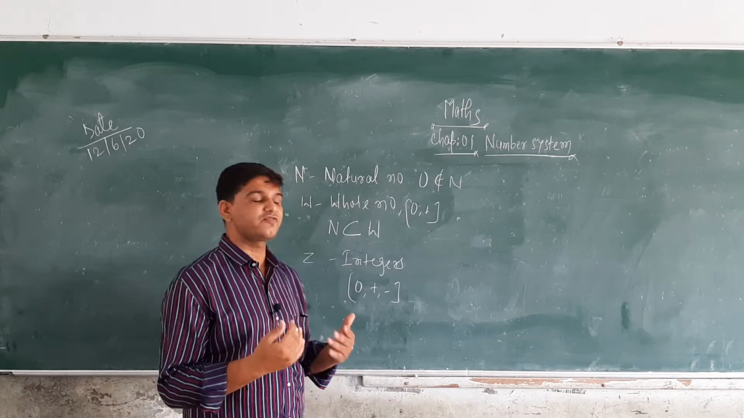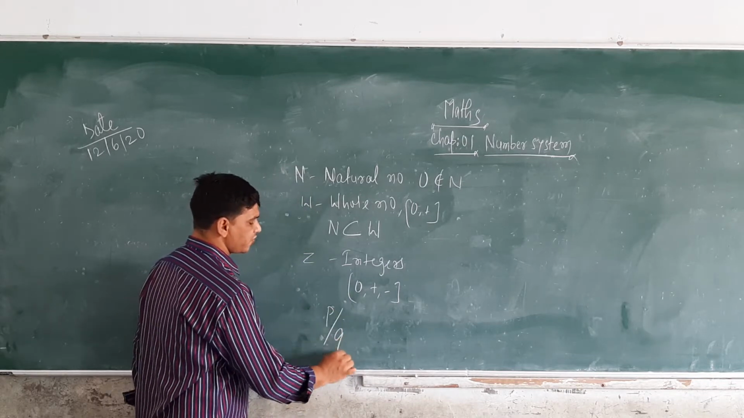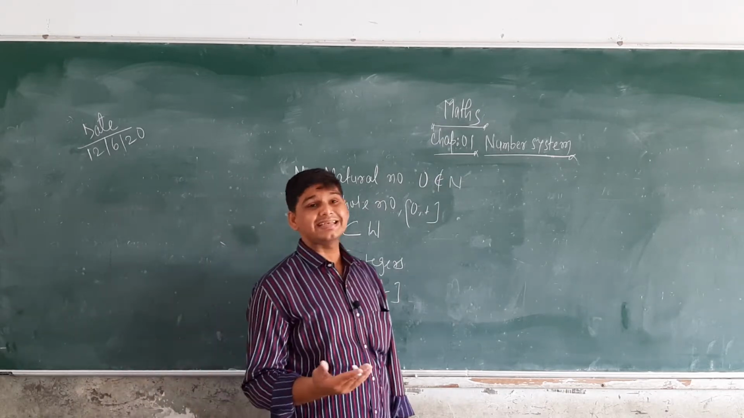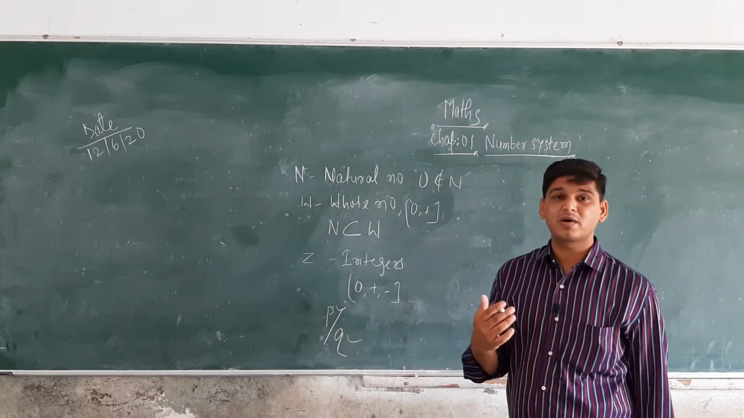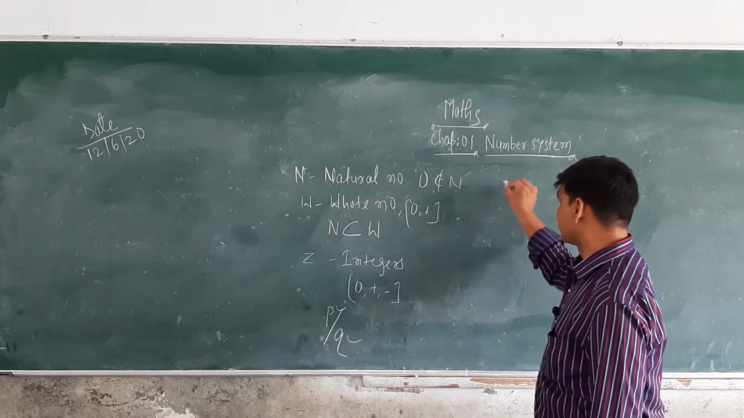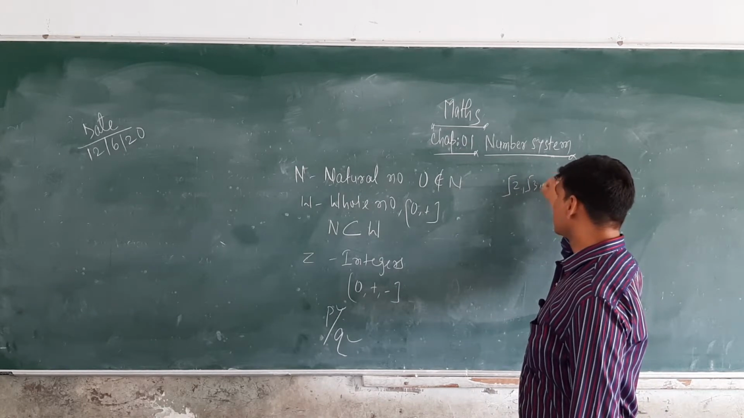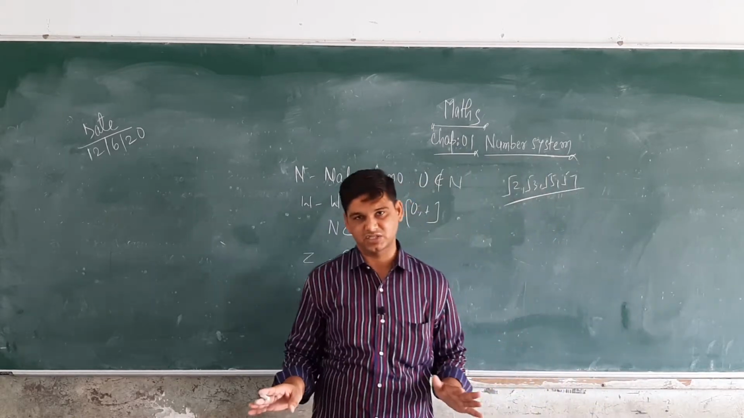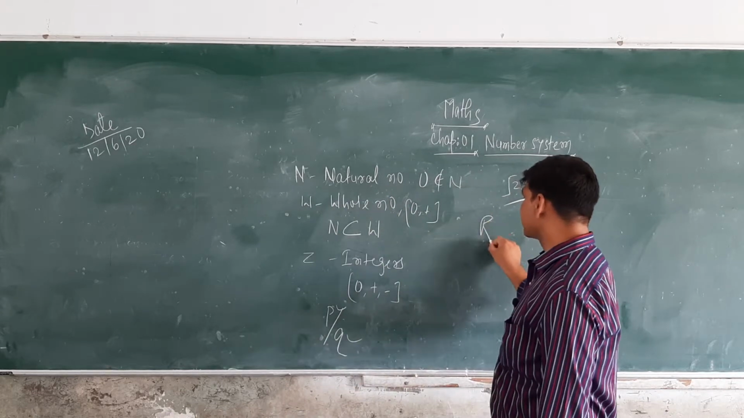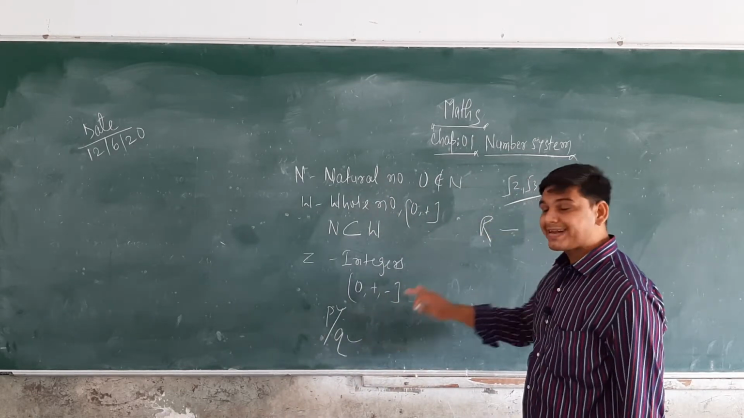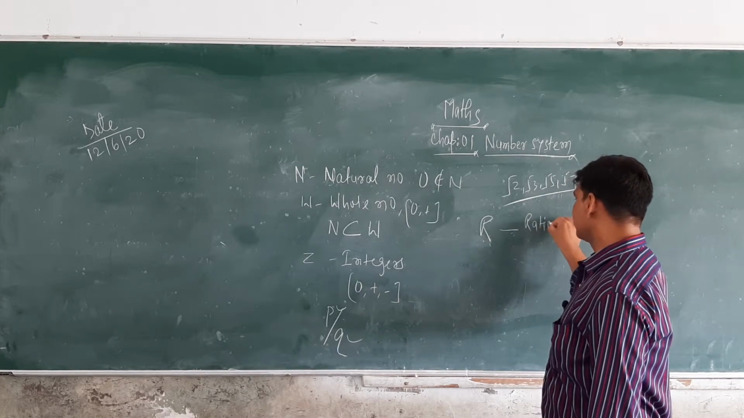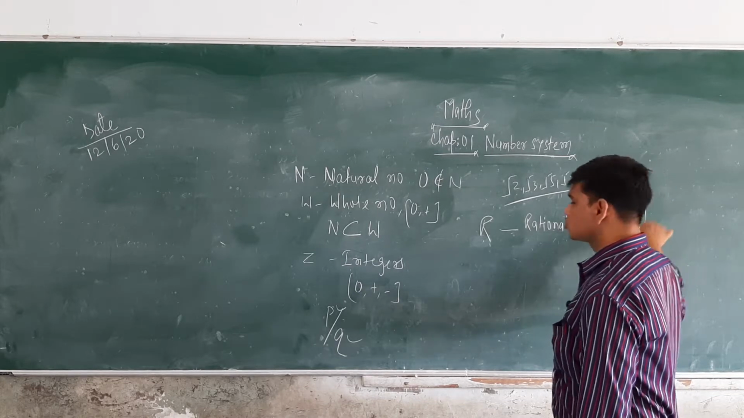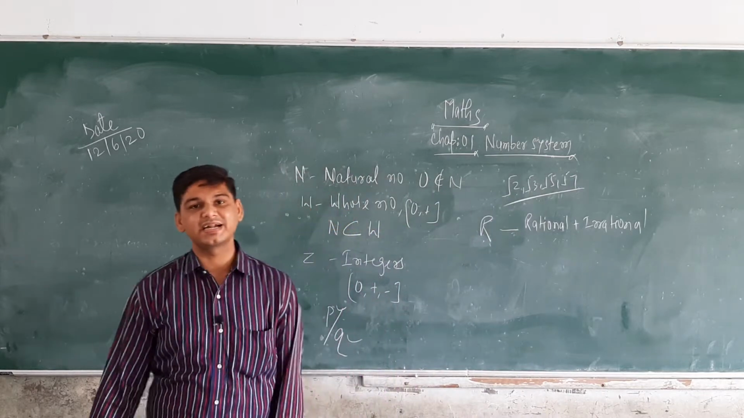Then next is the rational number. A rational number is always in the form of numerator and denominator, that is p upon q form. Now, what is an irrational number? An irrational number is a number that does not have a perfect square root, like root 2, root 3, root 5, root 7. These are all called irrational numbers. Next is the real number, denoted by R. All the rational plus irrational numbers make up the real numbers.